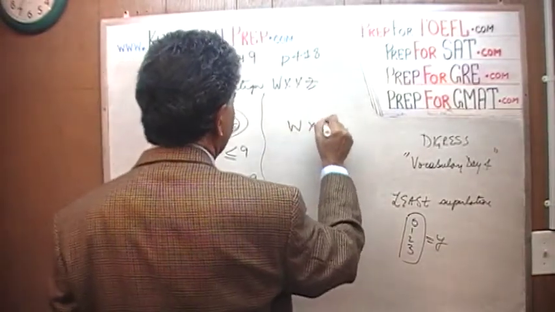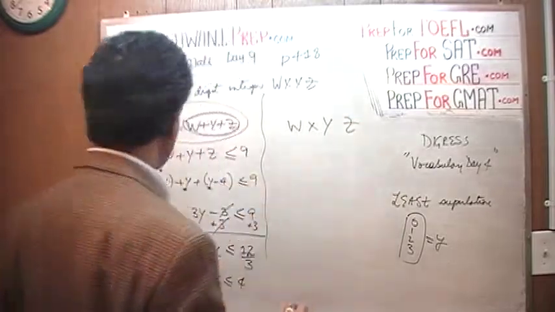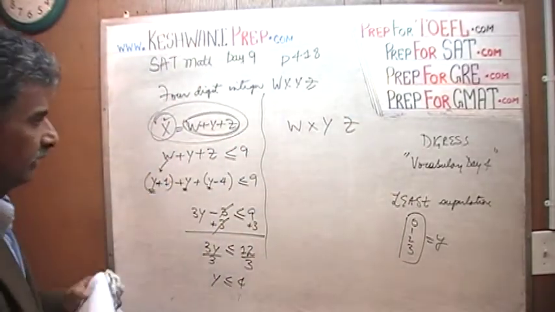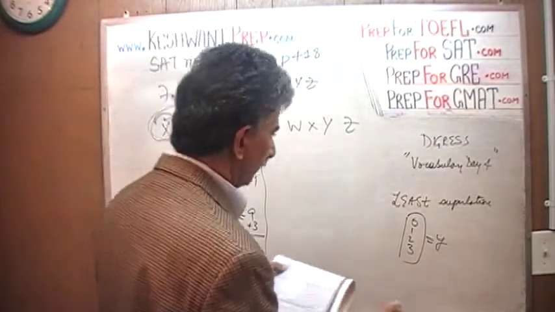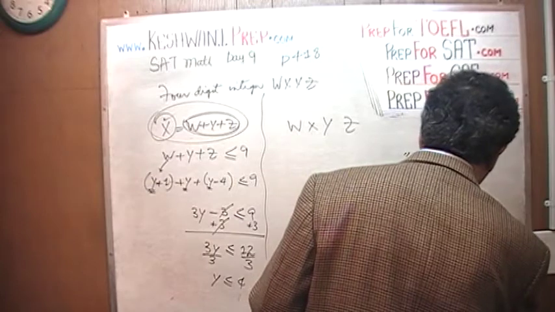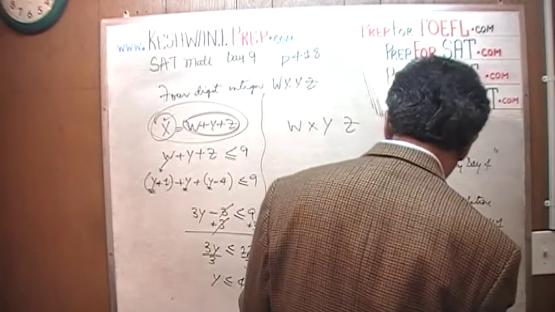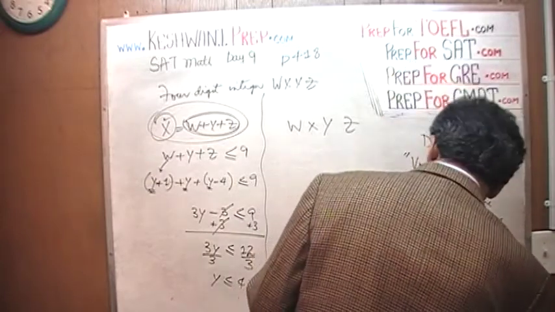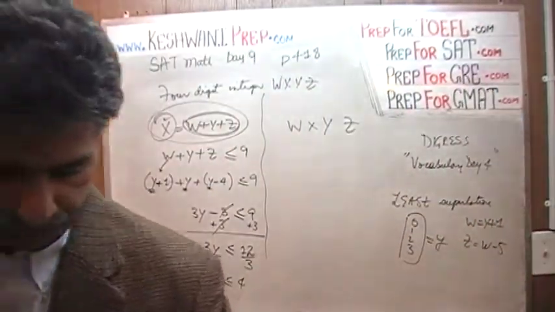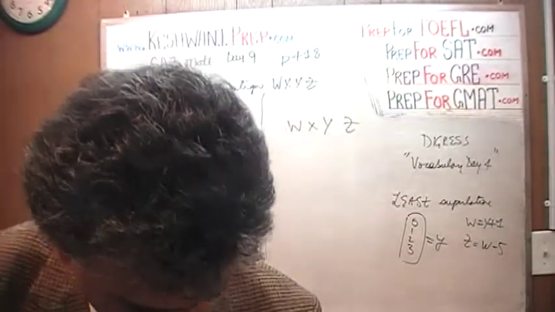W, x, y and z. Remember, this is our first equation: the sum has to be equal to x. The second equation that we have to obey is that w has to equal y plus 1. W has to be more than y. And z, we are told, has to be 5 less than w. So let's get going. What do you want to plug in first?